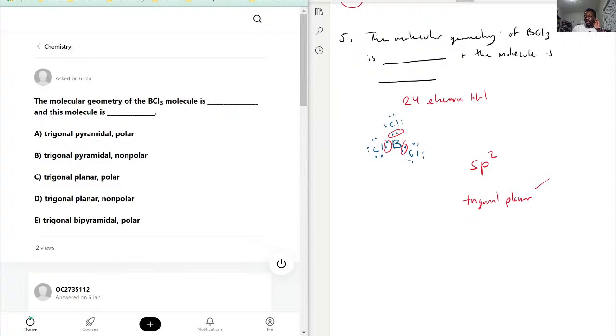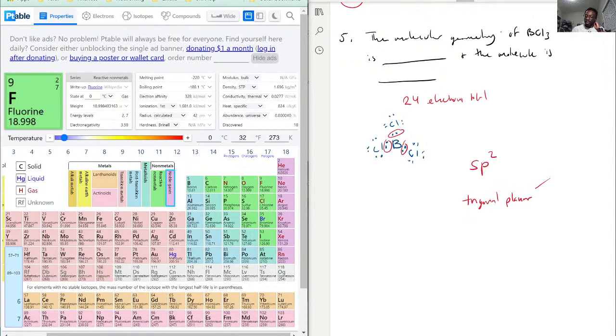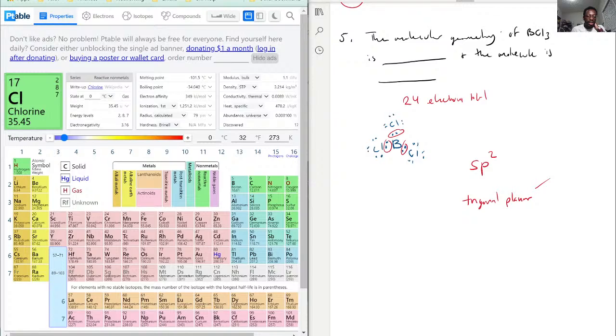What is the electronegativity difference between chlorine and boron? So the electronegativity of chlorine is 3.16 and boron is 2.04. So without even doing the math, I can say for sure that it is going to be a polar bond. I mean, not molecule, polar bond, actually. And with there being a polar bond, we have to now look at whether it's counteracted.